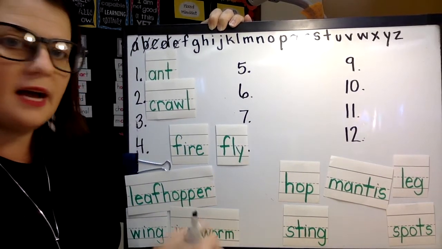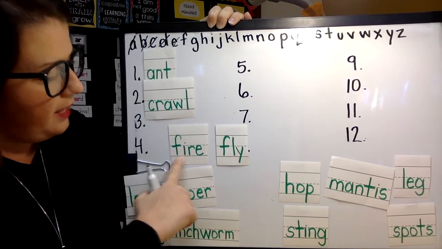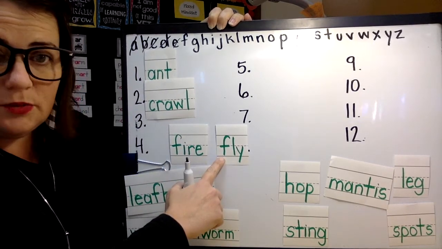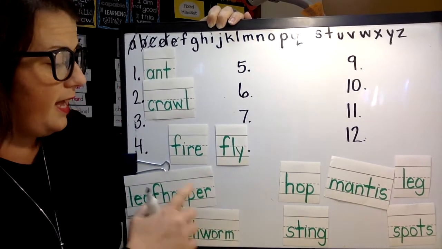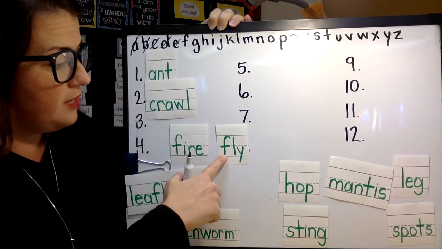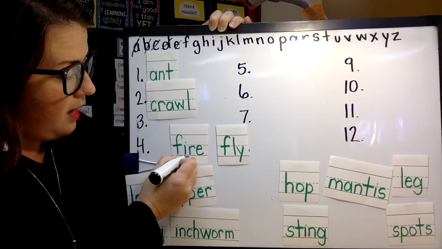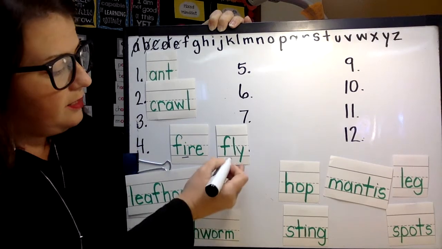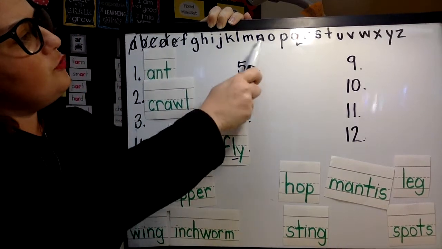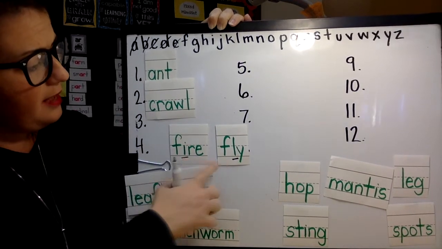And the way we decide which one comes first is when you have the same letter at the beginning of the word, like this one starts with F and this one starts with F, you have to look at the second letter. So now we're not comparing the first letters, we're comparing the second letters. And the second letter here is I, and the second letter here is L. Well, look at your alphabet that you wrote. Which one comes first in the alphabet, I or L?